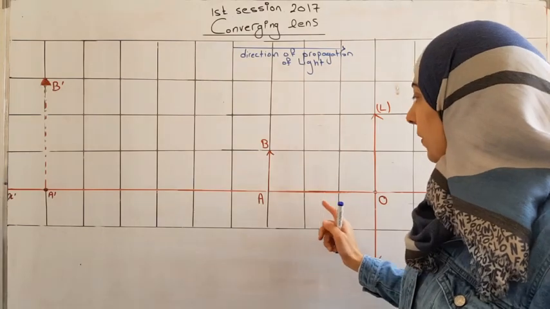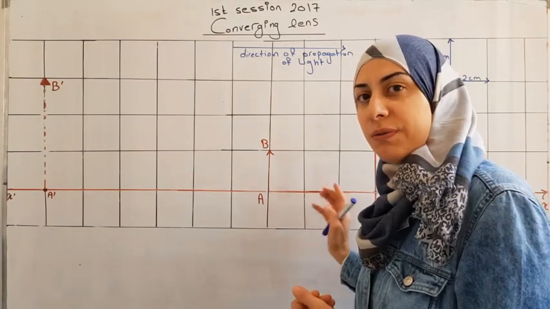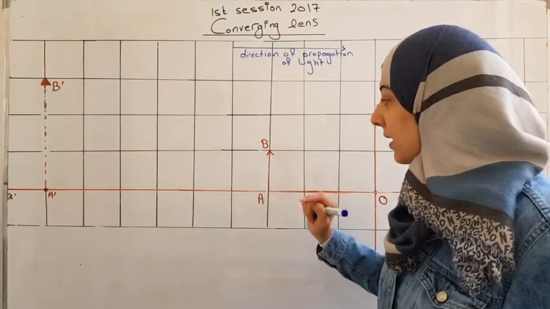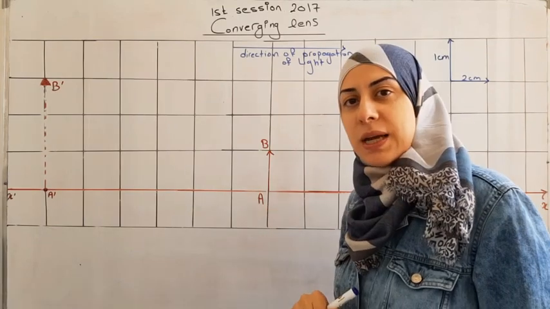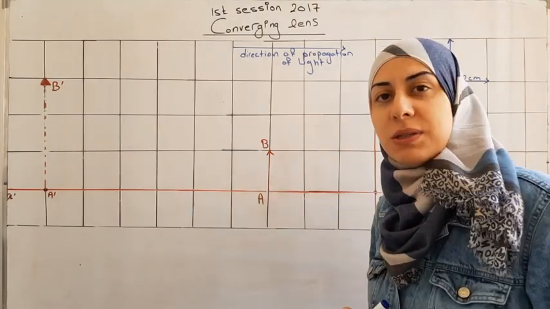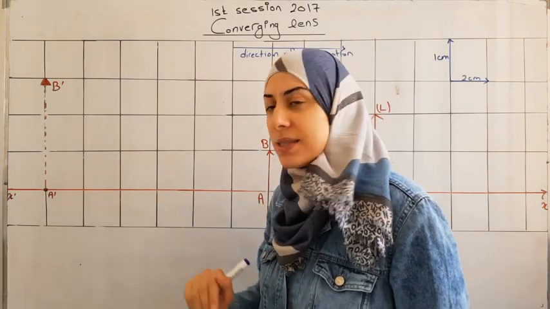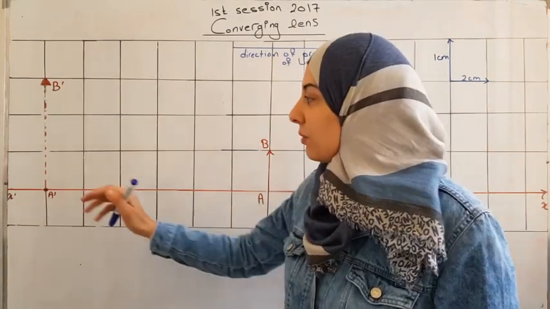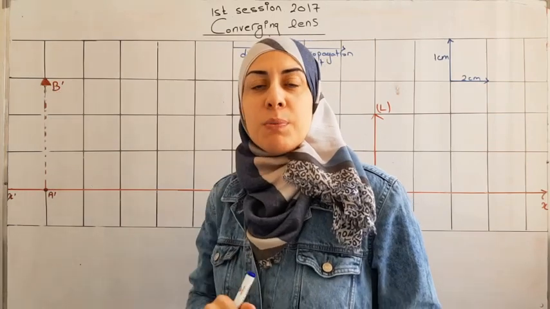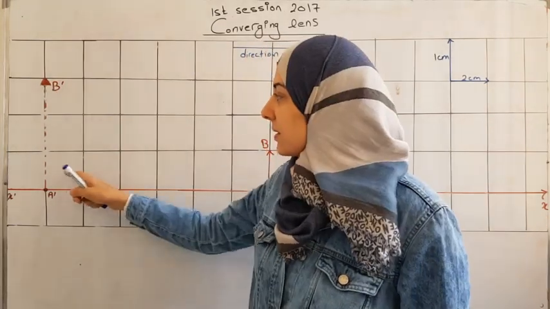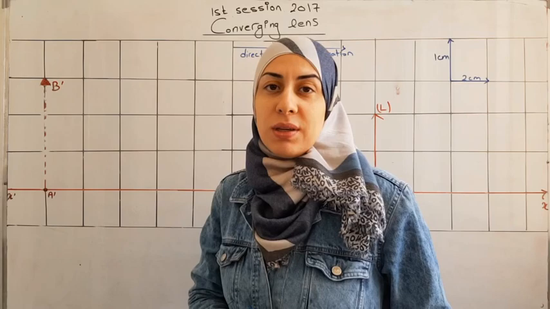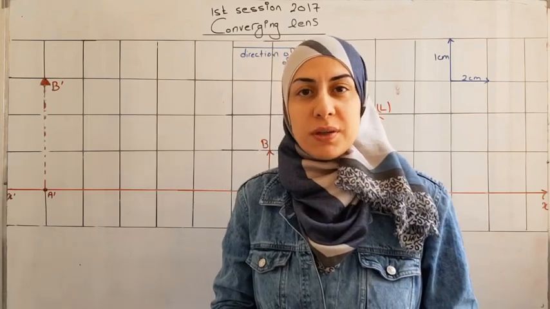Then you move 3 centimeters graphically away from the lens to draw the object AB. You put A on the optical axis and AB is 1 centimeter on the graph. Then you move 1, 2, 3, 4, 5, 6 centimeters away from A to draw A prime B prime, where A prime B prime is 3 centimeters on the graph. That's how you reproduce the figure.